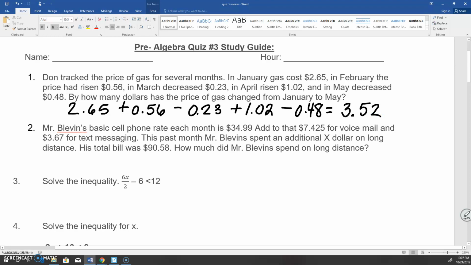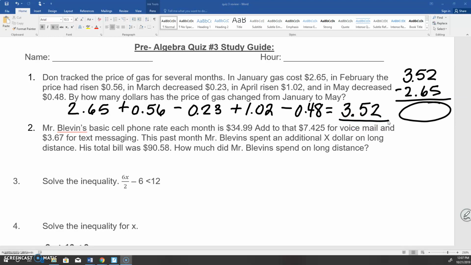It wants to know how much it changed from January to May. Well, on your test, I think it just wants to know the new amount. So you could have said January to May, it changed, and you could have subtracted them to see how much it changed. But I think on your test, it just wants to know the new price.